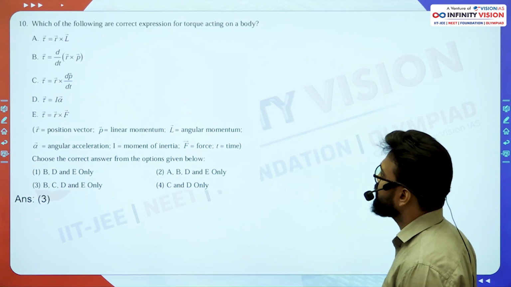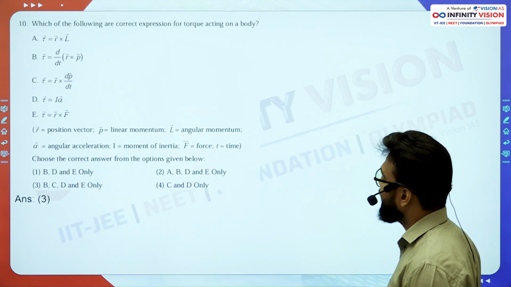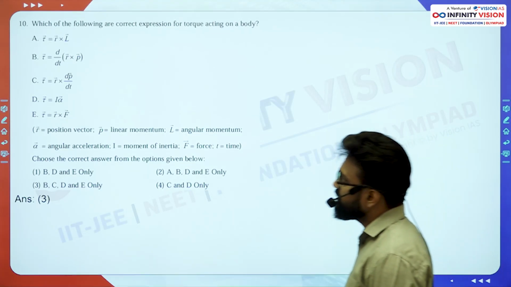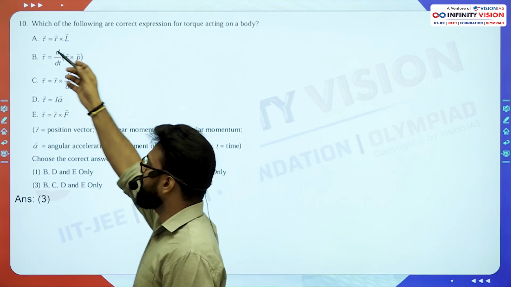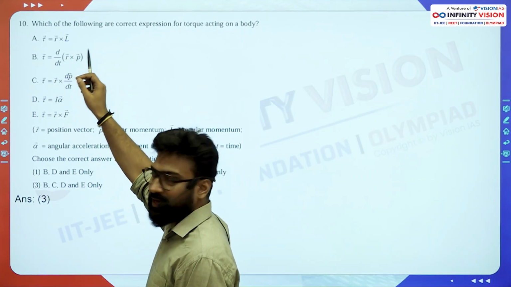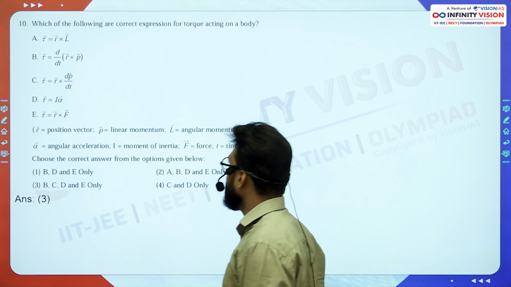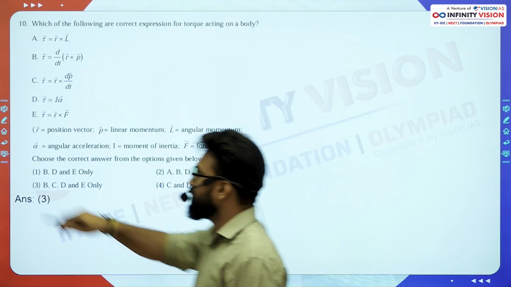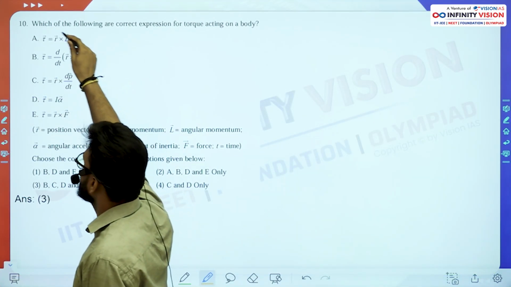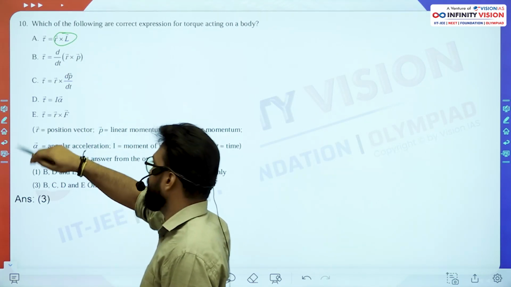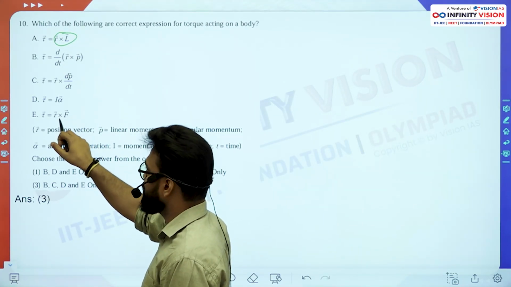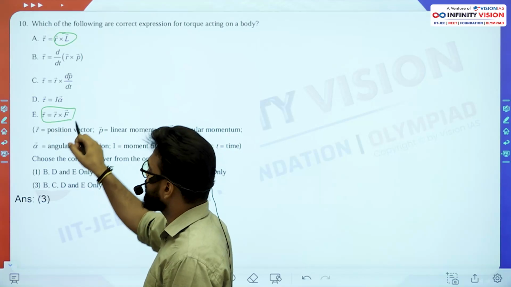Next, which of the following are the correct expressions for torque acting on a body? So you have been given these expressions. Torque is L cross R cross L, where L is angular momentum. So obviously this is not the true expression because it should be equal to R cross F, force into perpendicular distance. So this is the correct expression.